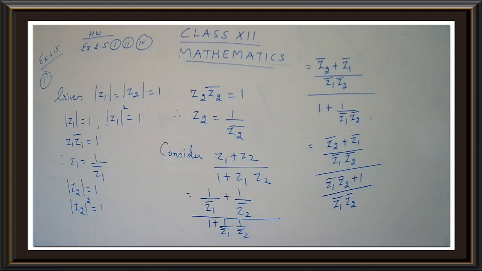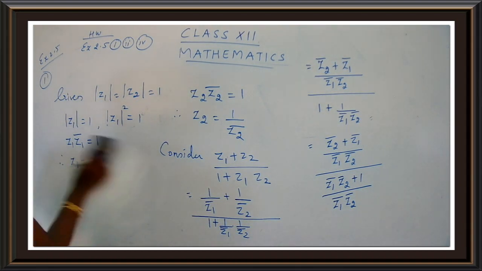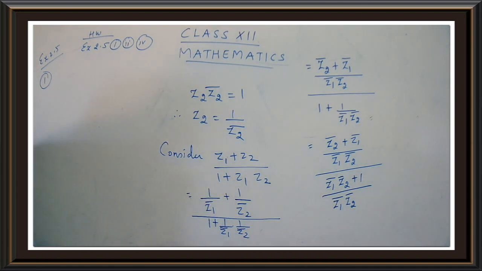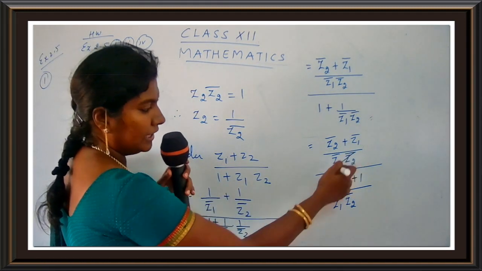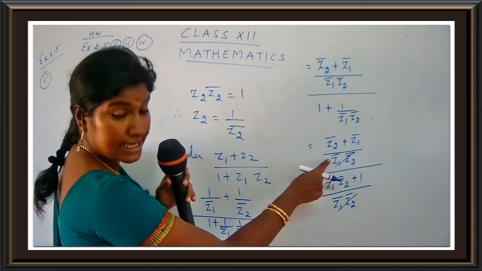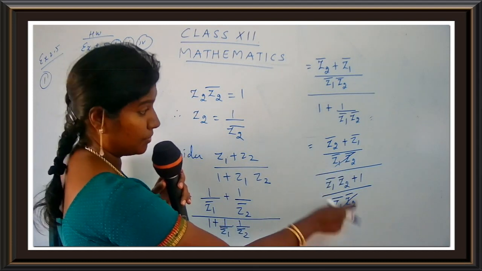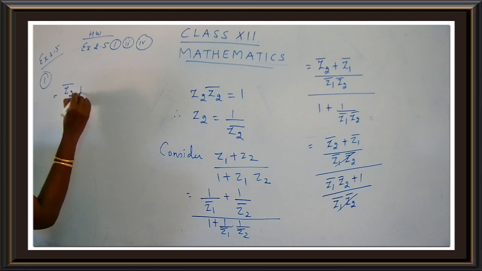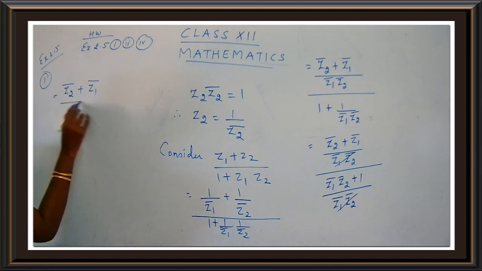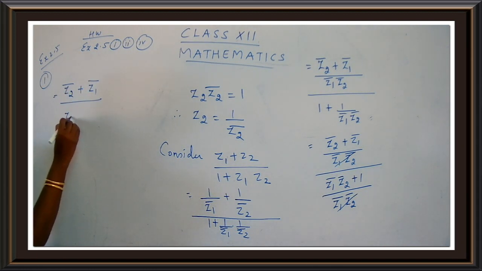Shall we continue? I'll just rub this part. So now where we have stopped here, we can cancel the common denominators. The denominators are the same. I can cancel Z1 bar Z2 bar and Z1 bar Z2 bar. So now what is left here? Z2 bar plus Z1 bar upon Z1 bar Z2 bar plus 1. This is what is left.